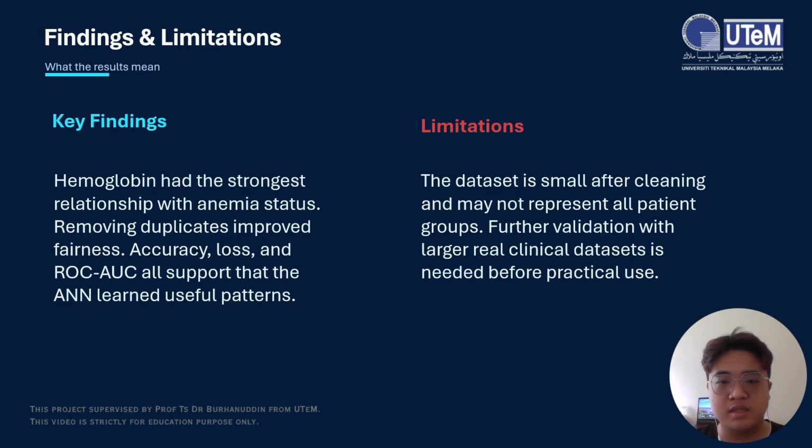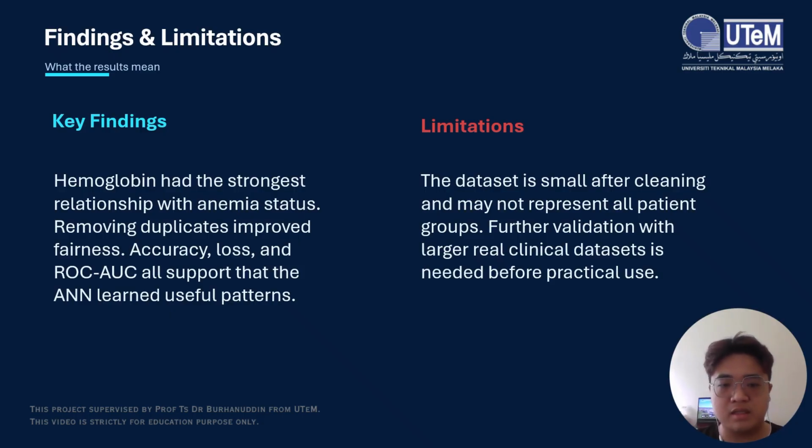Moving on to the findings and limitations of our project. One of the key findings is that hemoglobin showed the strongest relationship with anemia status. This is expected because hemoglobin level is one of the main medical indicators used to diagnose anemia. We also found that removing duplicate records during data pre-processing improved the quality and fairness of the dataset. This helped the model learn more reliable patterns from the data. Overall, the performance metrics including accuracy, loss, ROC, and AUC indicate that the artificial neural network successfully learned meaningful patterns and achieved strong prediction performance.